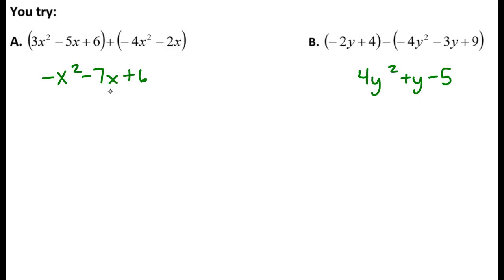And for B, you should have gotten 4y squared plus y minus 5. Remember, in this one, it's positive because this becomes a positive when you multiply two negatives. This is positive 3y, and this is negative 9.